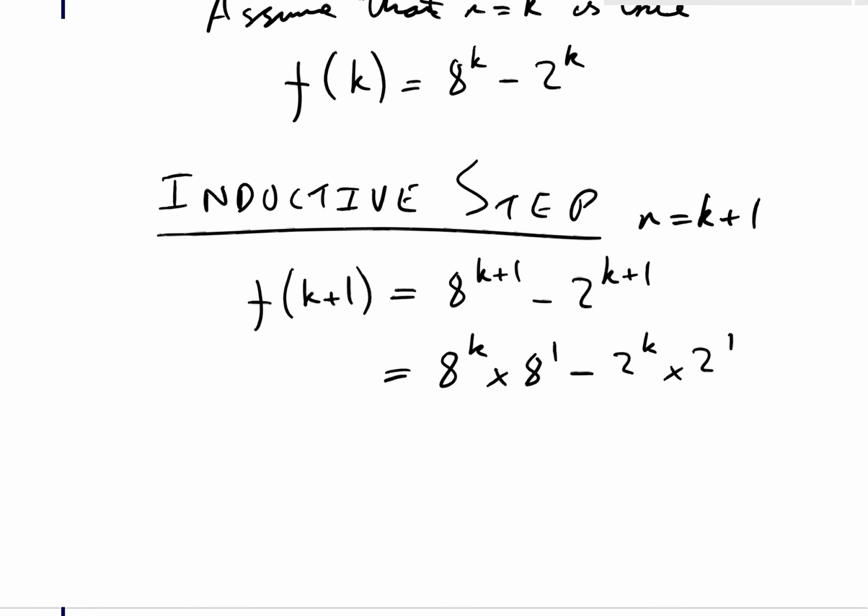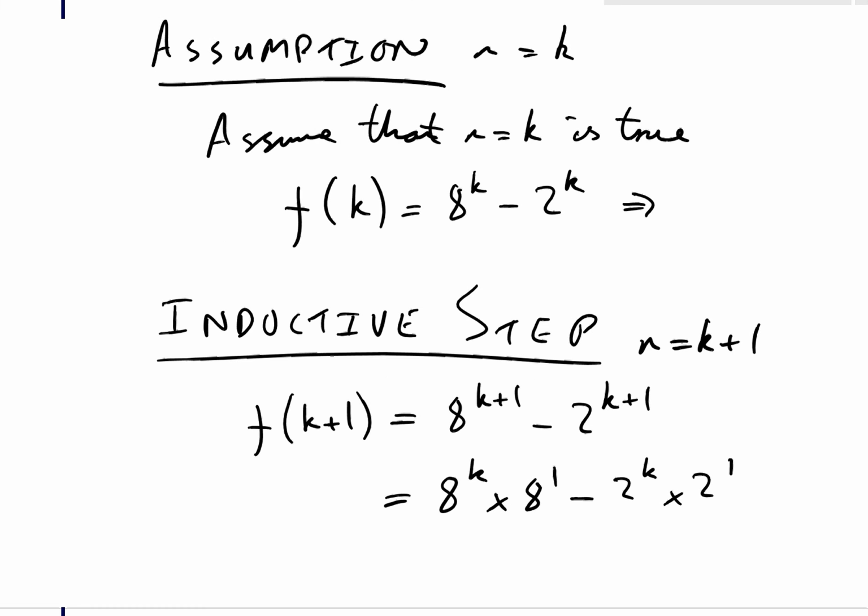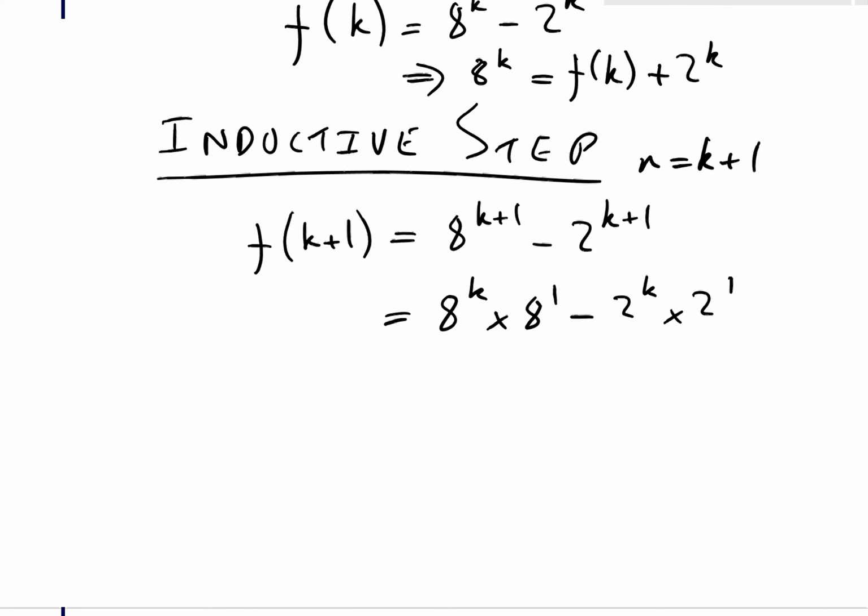Now remember what I said just about a couple of minutes ago. We want to show that this n equals k plus 1th case depends on the previous case being true, so the case when n equals k. So we want to make a substitution in here for our n equals kth case. Okay, so let's do a little bit of rearranging with the n equals k case. I'm going to make a substitution for 8 to the power of k. So 8 to the power of k is going to be equal to f of k plus 2 to the power of k. Okay, and now I can make this substitution in here.